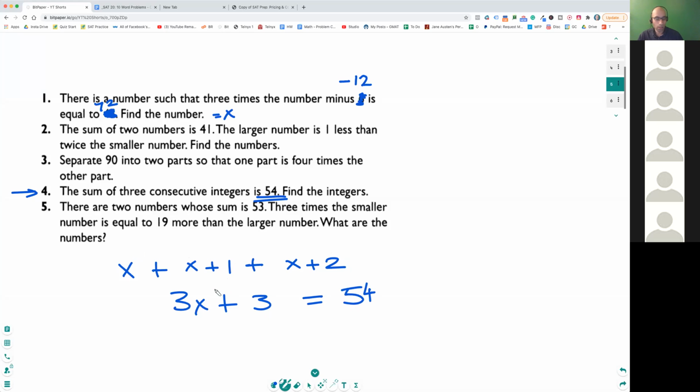Okay, so 3x plus 3 is 54, and so 3x is equal to 51. And so x is equal to 51 over 3, which is 17. So that gives you your answer.